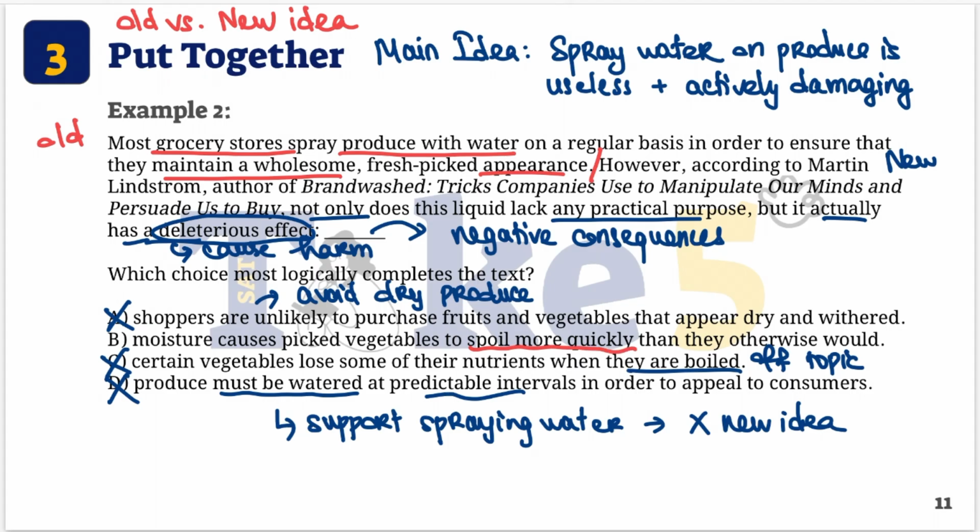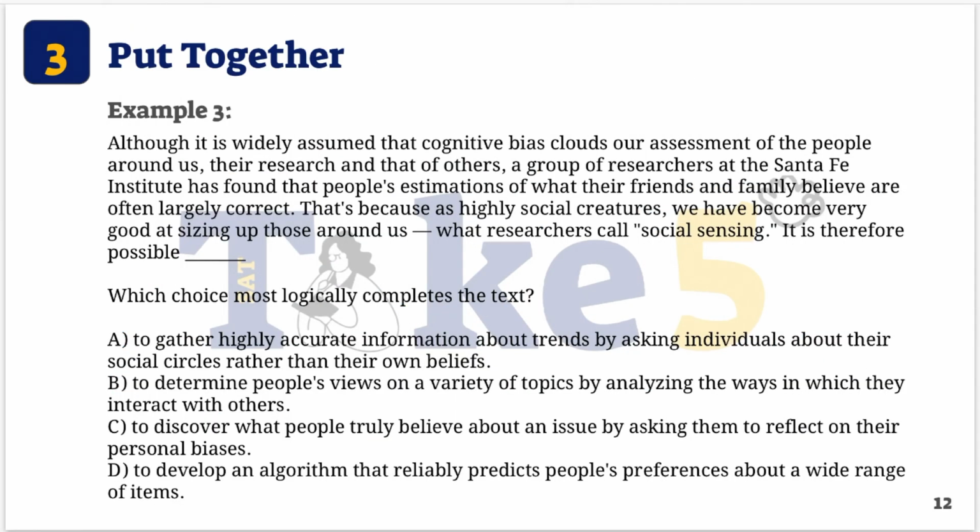This is exactly the deleterious effect that the blank calls for. It's a safe flip. The passage says that spraying causes harm, and B names a specific harm, making it spoil faster. No logical leap required, just a direct completion of what the sentence already sets up. More advanced examples will require a bigger leap, but still must be true inference, like this third one.